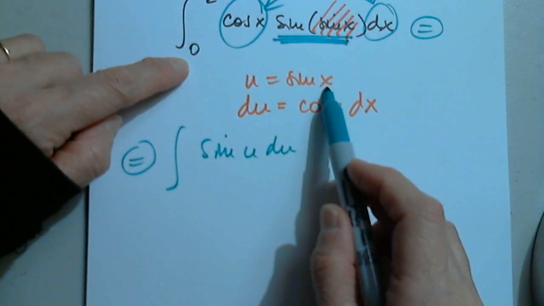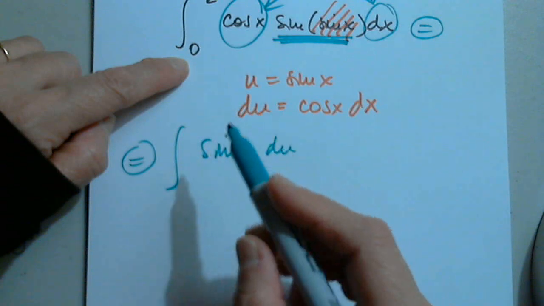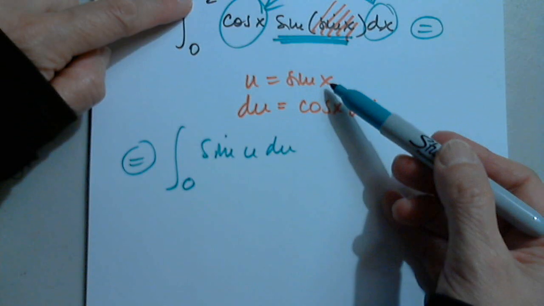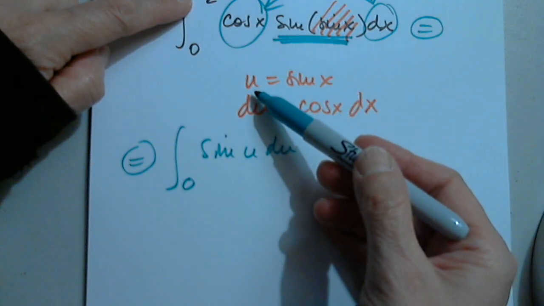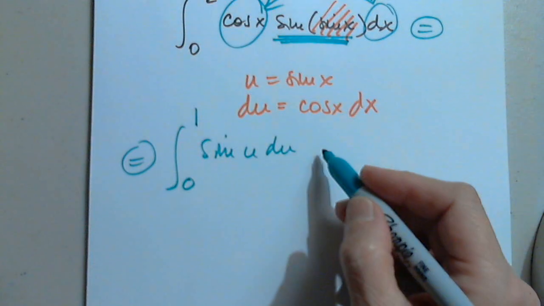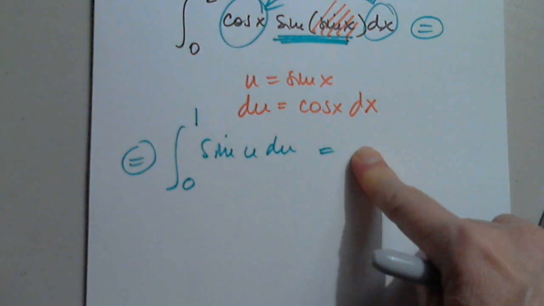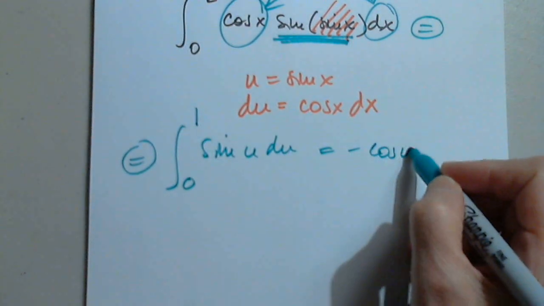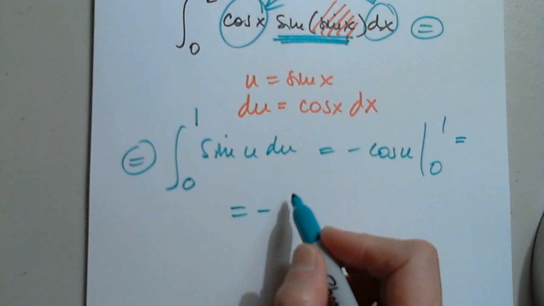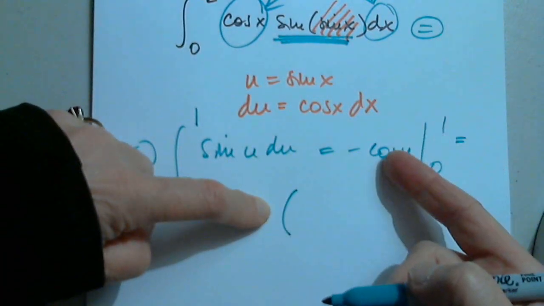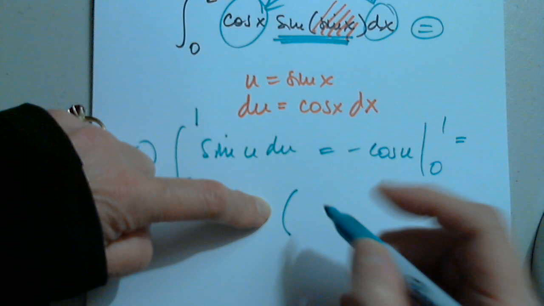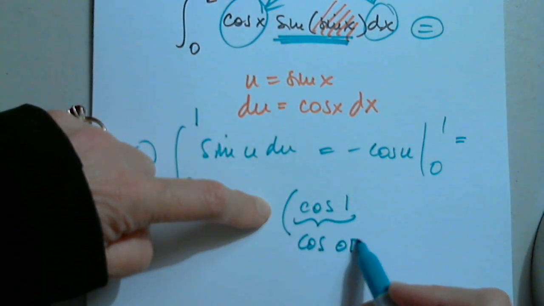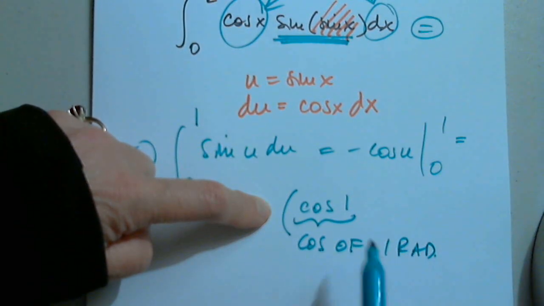Careful now. When x is 0, u is? Also 0. Excellent. When x is pi over 2, u is? 1. Exactly. Which function do I differentiate to get sine u? Negative cosine. Excellent. From 0 to 1. Leave the constant outside. Cosine u, I plug in 1. This is cosine 1 radian. It has to stay as is. Cosine of 1 radian. That's it.